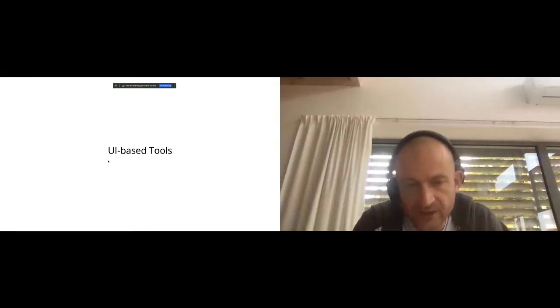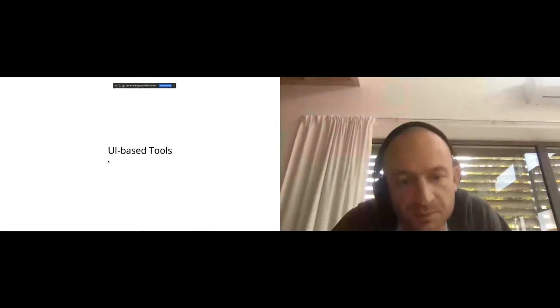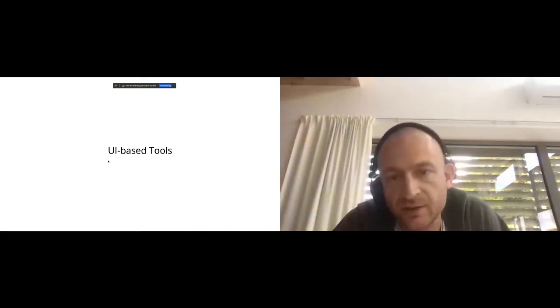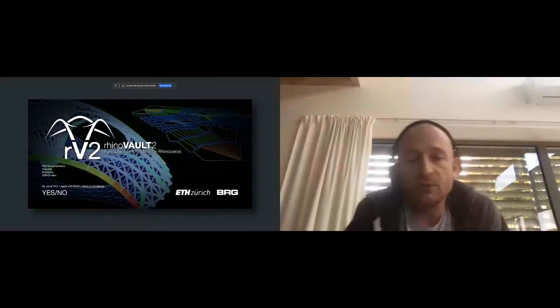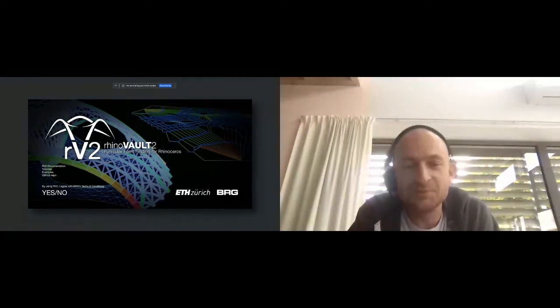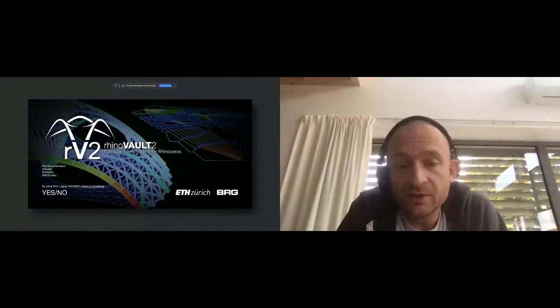Part of sharing and collaborating is, of course, also to make it easy for other people to use your tools and to use the things that you develop. And obviously, coding is not necessarily for everyone. So acknowledging that, we've also made many parts of the COMPAS framework available through UI-based tools. I think the best known one, and also the only one in official release at the moment, is RhinoVAULT 2, a COMPAS-based tool for funicular form finding, specifically at the moment still for Rhino.